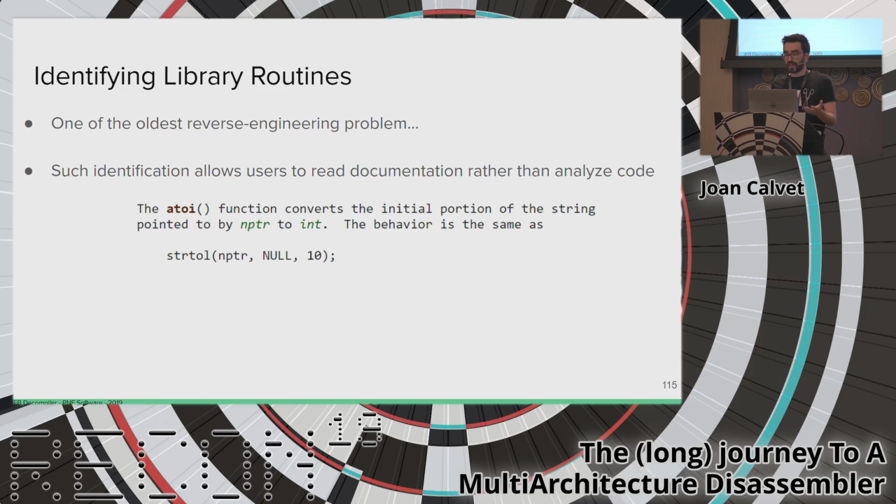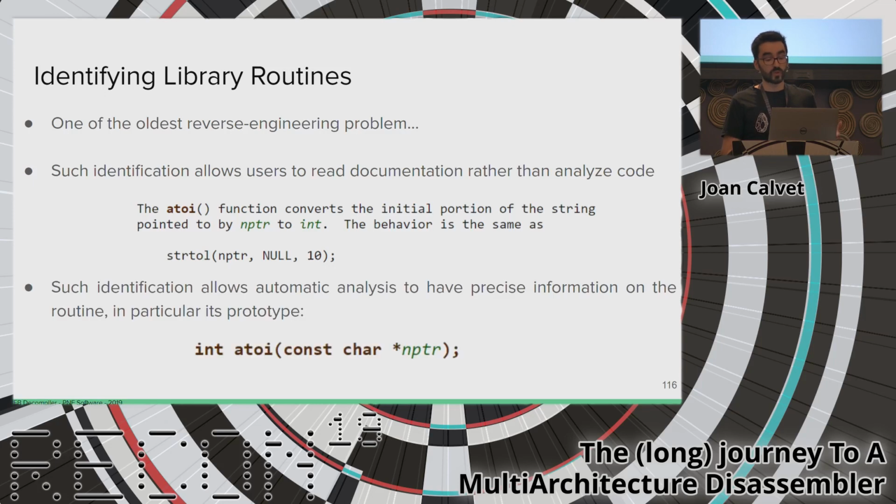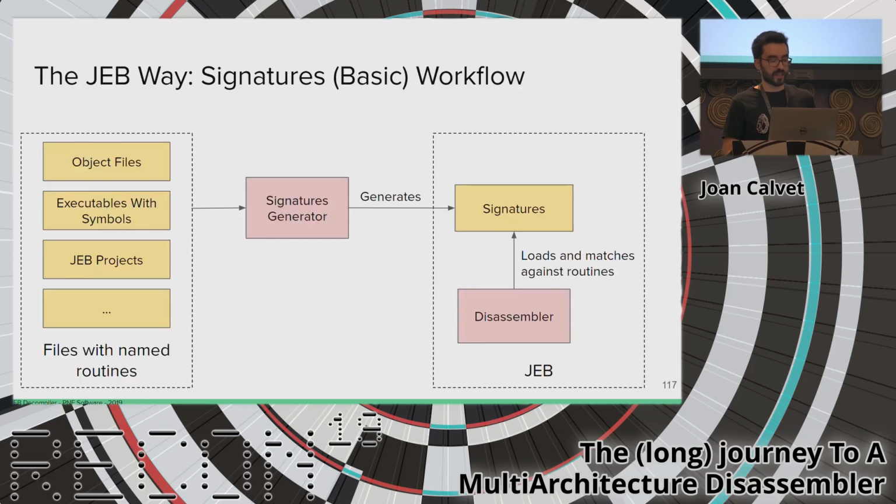And obviously, such identification is super useful for users as it allows reading the documentation rather than analyzing the code. And it is also useful for automatic analysis as it provides useful information like the prototype of the identified routine. Otherwise, the decompiler, for example, has to guess the prototype, which can be non-trivial, to say the least. So the way we handle that in JEB is pretty standard.